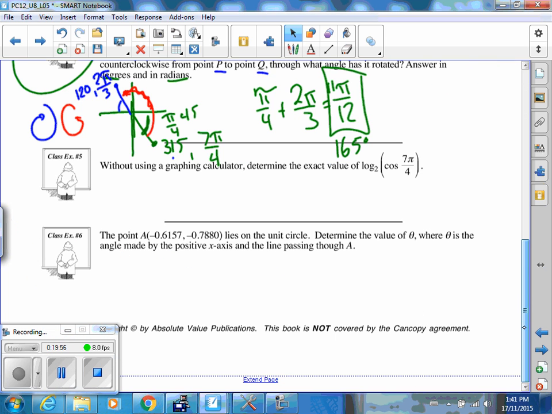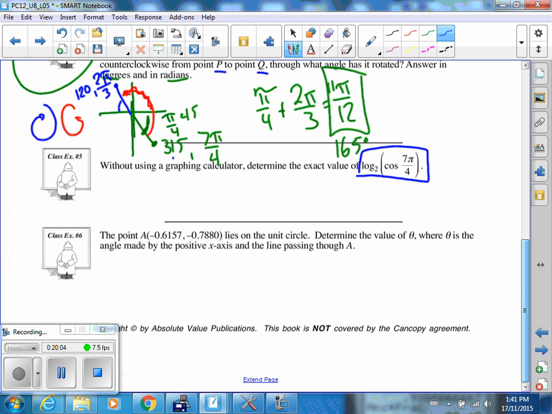This one here, without using a graphing calculator. See, if this was a test, I would ignore that instantly. But I need to do log base 2 of cos of 7 pi quarters. So the first thing I need to do is think about cos 7 pi quarters. Those of you who are in my AP program, don't worry, we'll do logs in a couple of months. But for my standard course, we've already done logs, so we should be able to work this through.